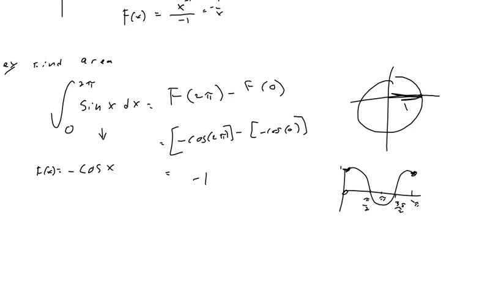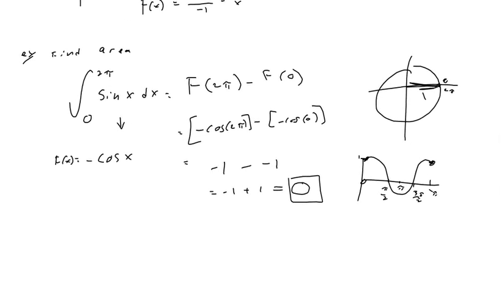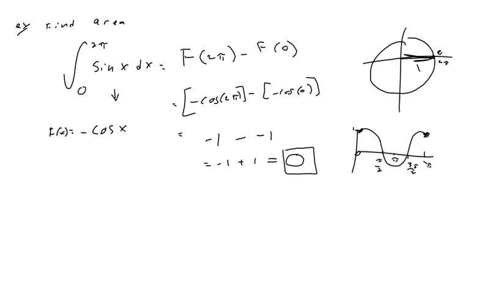0 and 2 pi, right? So negative 1 for the first one, because it's a 1, and then we make it negative. Minus negative 1. Oh, interesting. Negative 1 plus 1. That's a 0, everybody. What? How is the area under the sine graph from 0 to 2 pi 0? How is it nothing?